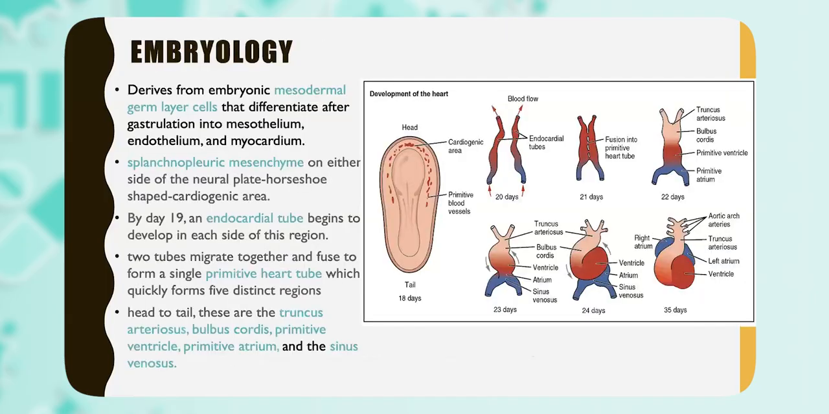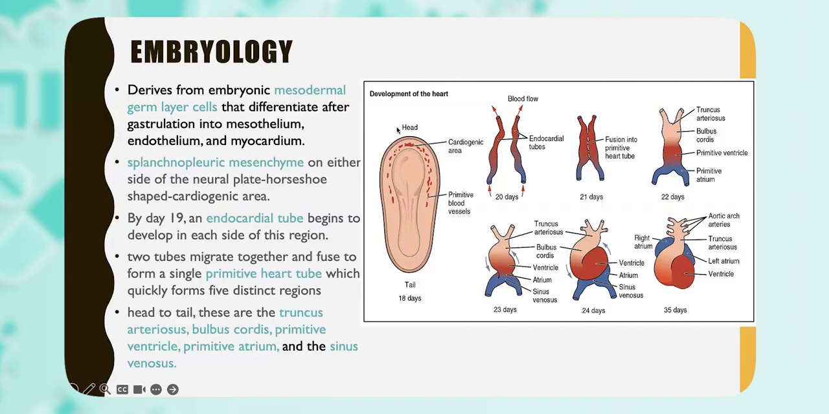We are coming to embryology. I will go really fast in here because only a few questions come from here. The heart derives from embryonic mesodermal germ cell layer. There's a splanchnopleuric mesenchyme. This might come as an MCQ. By day 19, the endocardial tube begins to form.